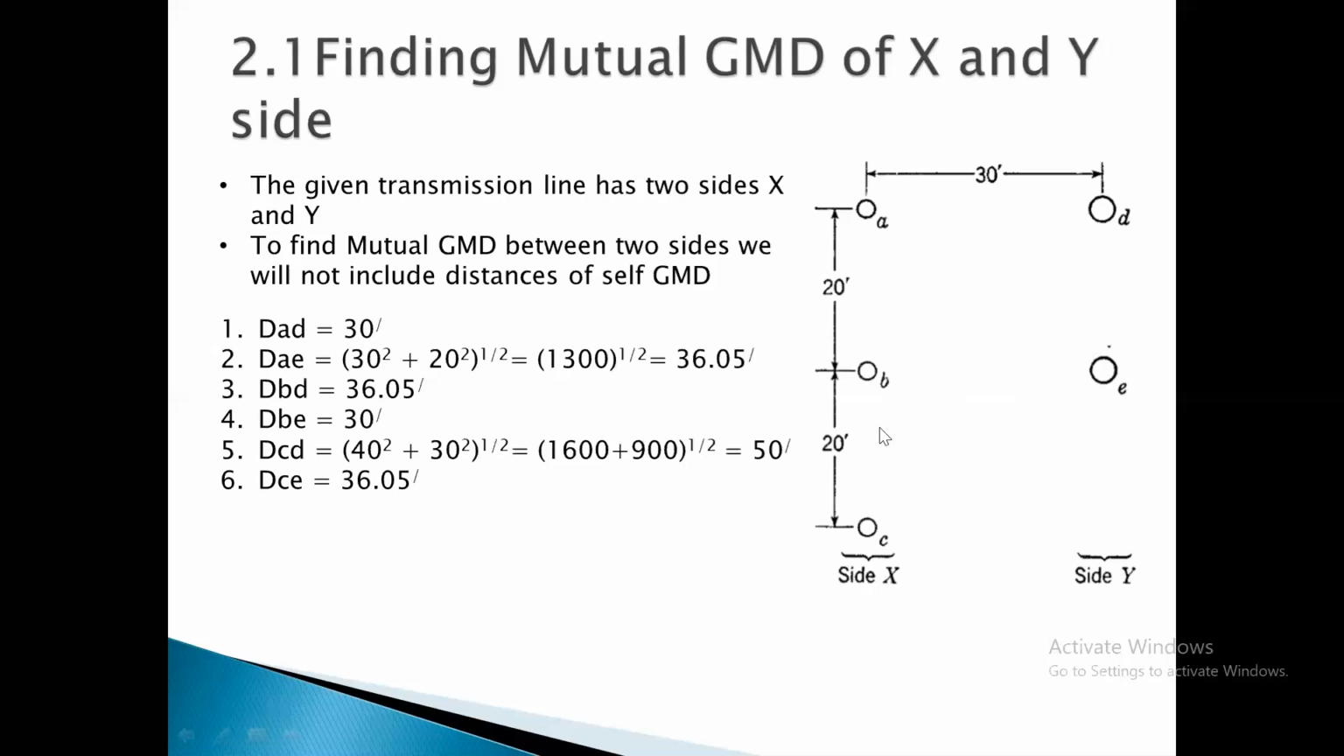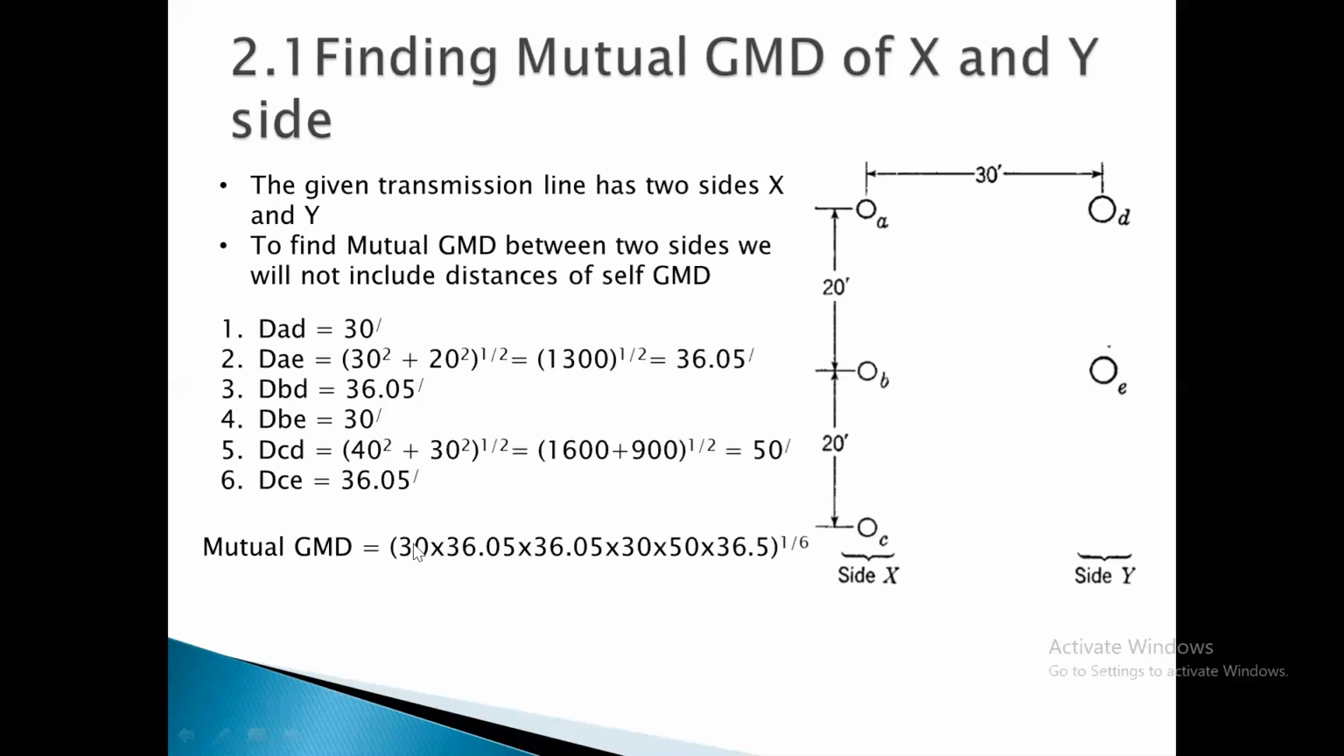Okay, so I have calculated all the distances: A to D, A to E, B to D, B to E, C to D, C to E, and I have written them here. We have only 6 distances. These are enough for calculating GMD. So mutual GMD will be equal to the same. I explained before in the last lecture: if we have 6 distances, then we put in power 1 divided by 6. If we have 5 distances, we put 1 divided by 5 in power. So here we have 6 distances, so I have put 1 divided by 6 in power.